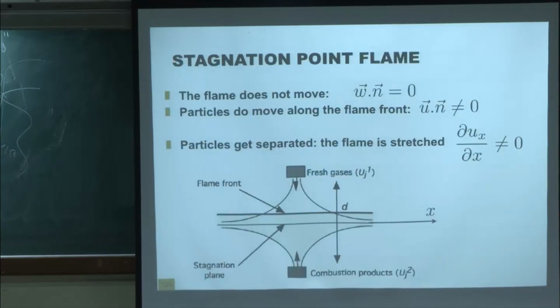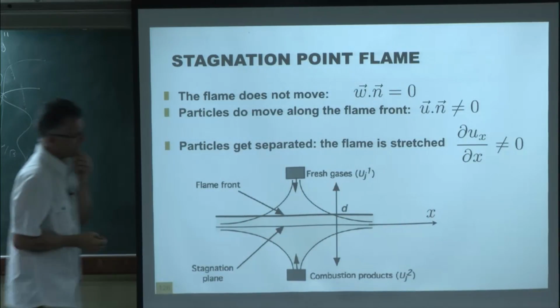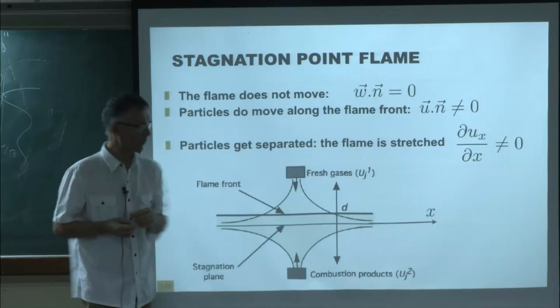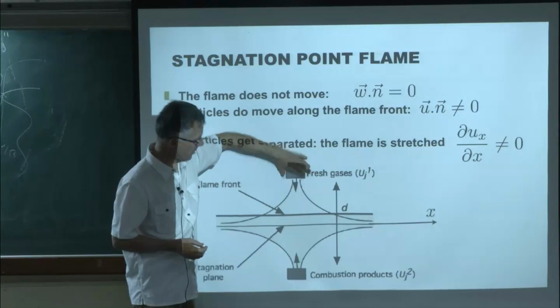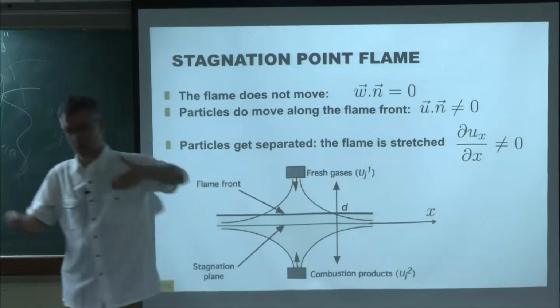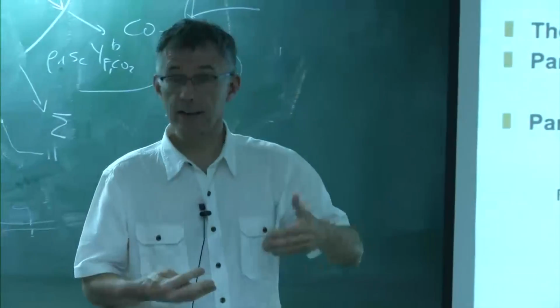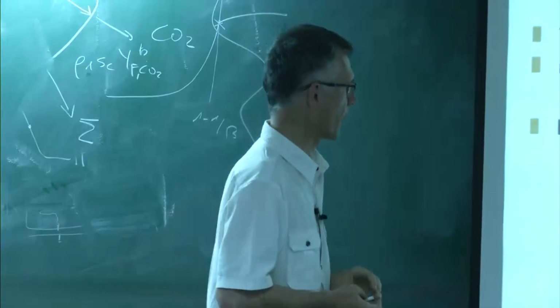The stagnation point flame is another funny one. You know, stagnation point flames are very used in this community. How do we use them? Well, we have fresh gases going from one side, burnt gases going from the other side, and we blow them against each other. Looks like a strange configuration, but it works really well.